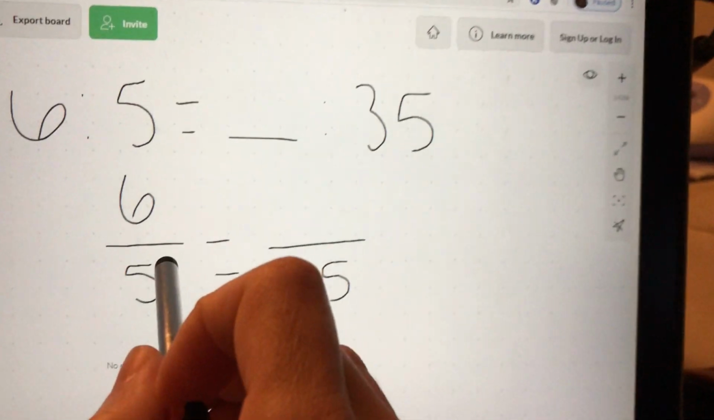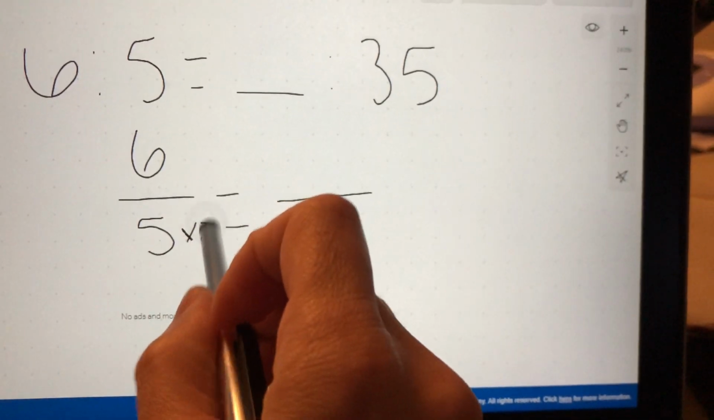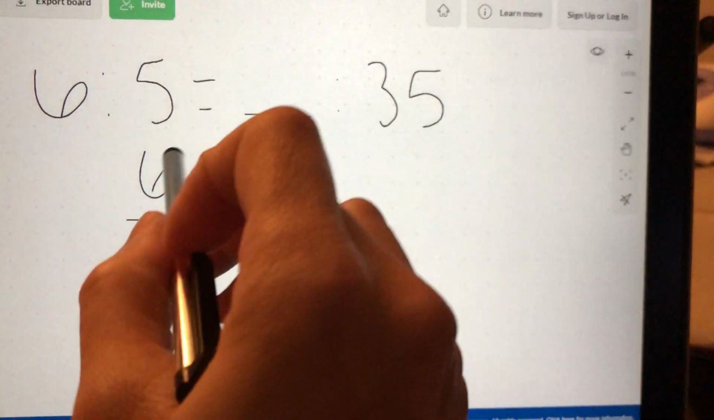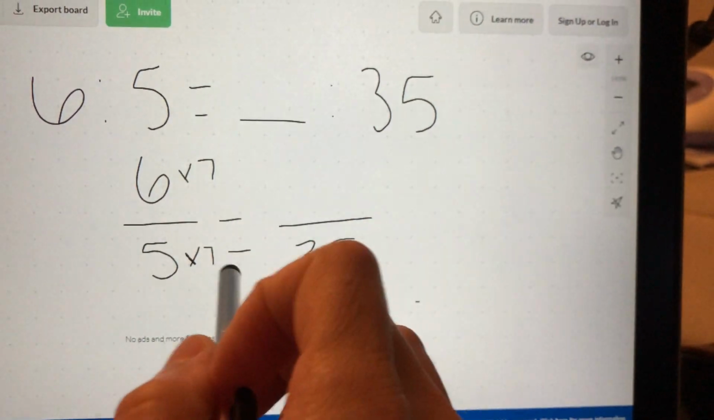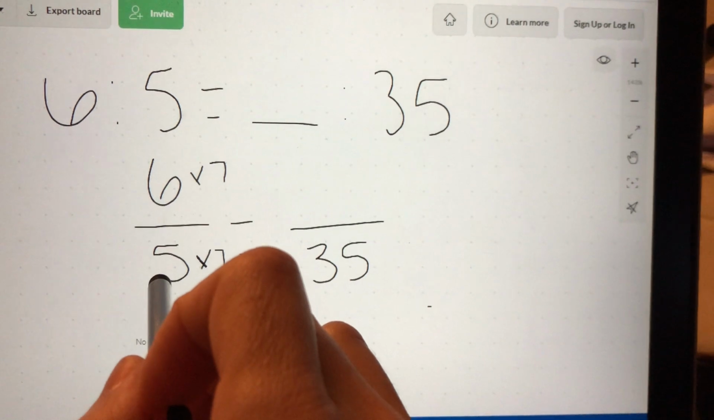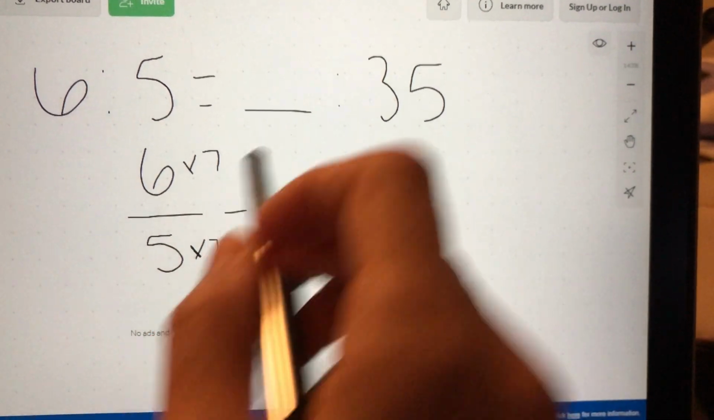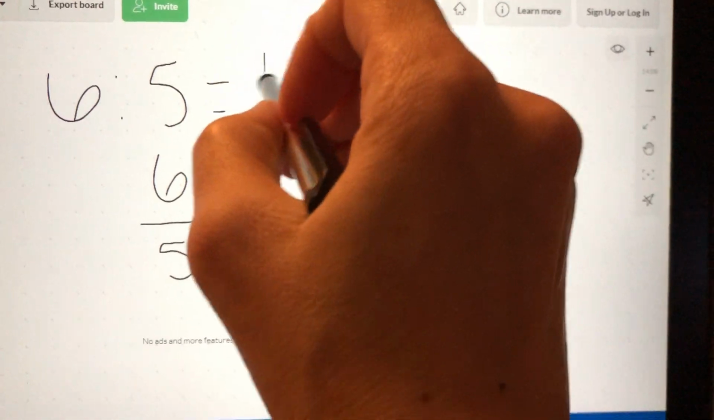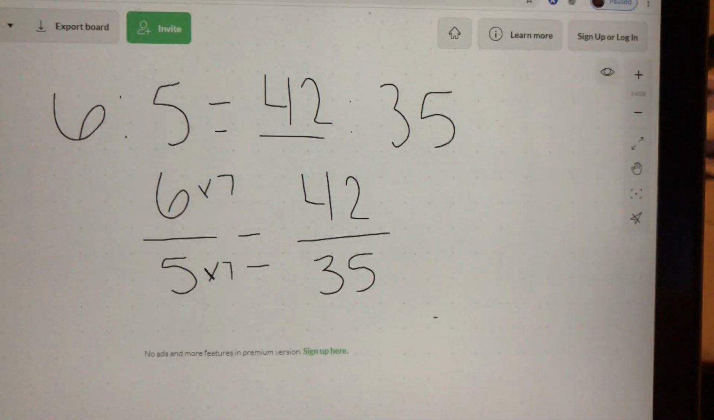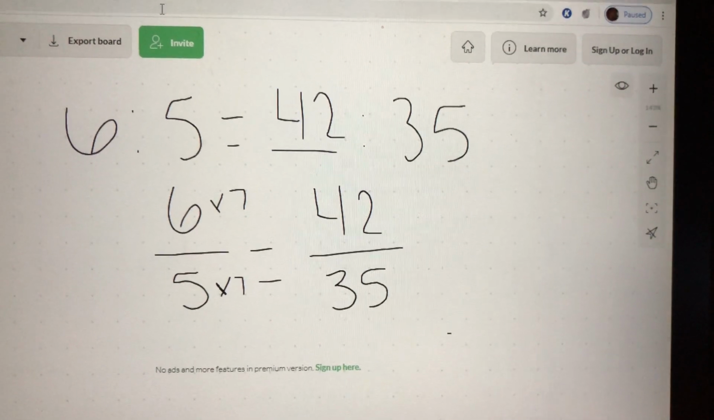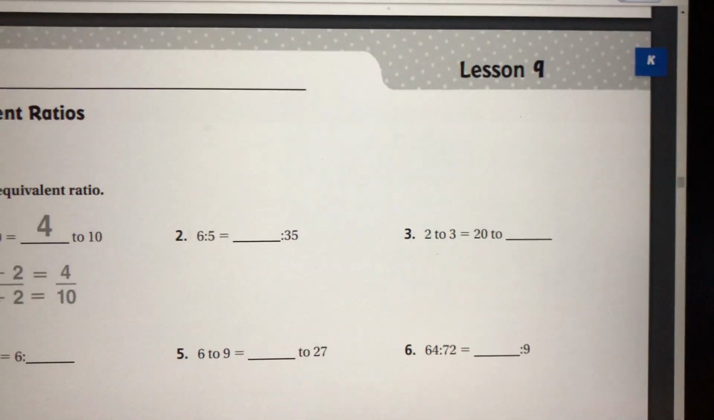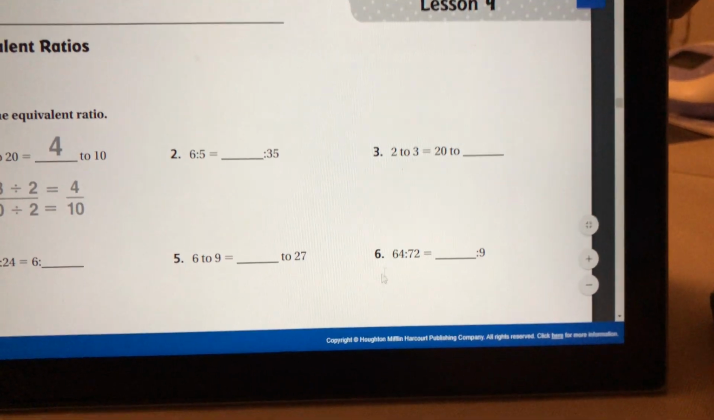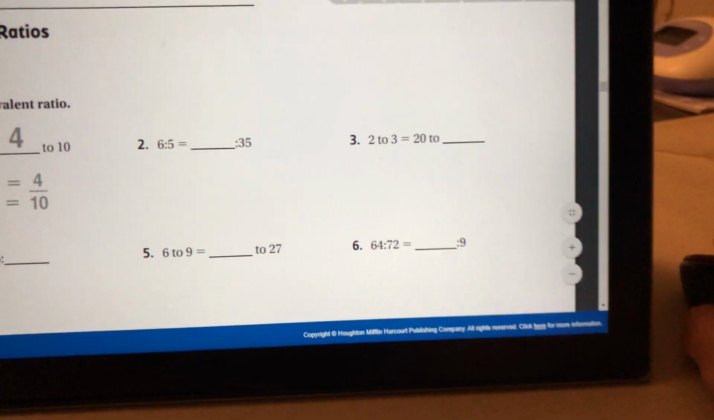So 5 times 7 is 35. So whatever I do to my denominator, I'll do to the top. And then 6 times 7 is 42. So our missing number is 42. Okay, we'll do one more because the rest is just, let's do number 6 because they're bigger numbers.